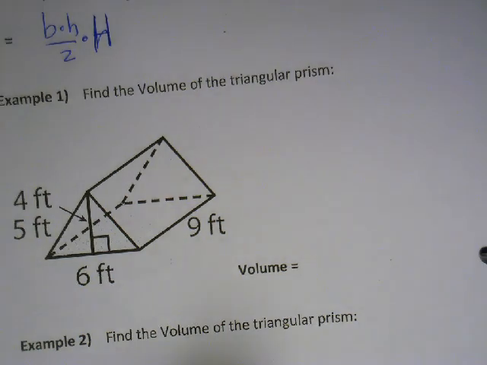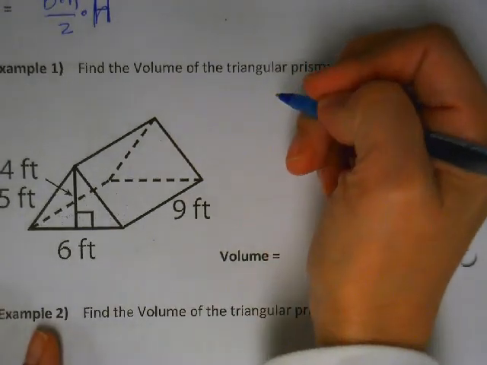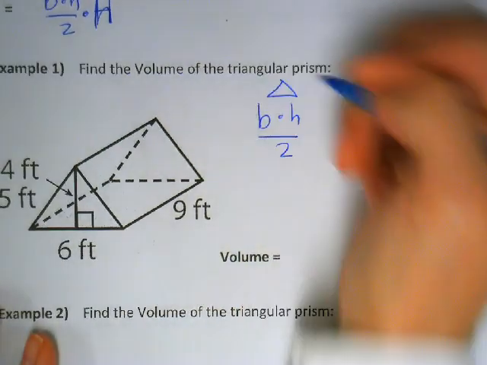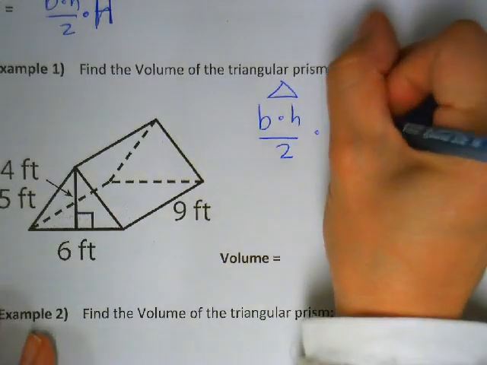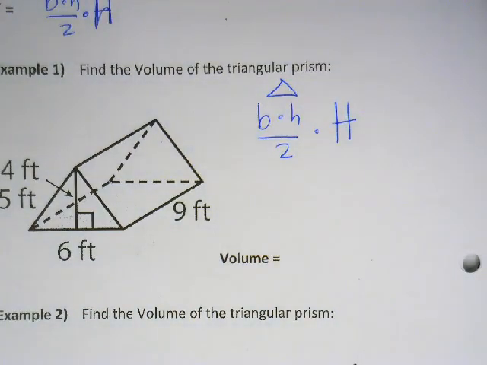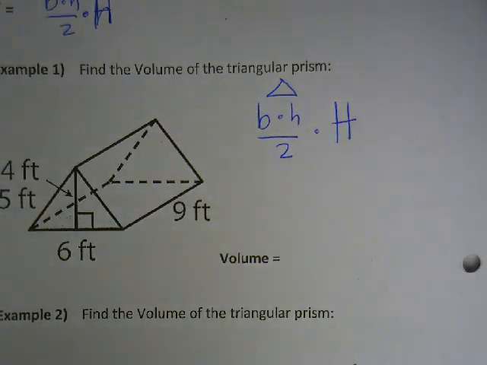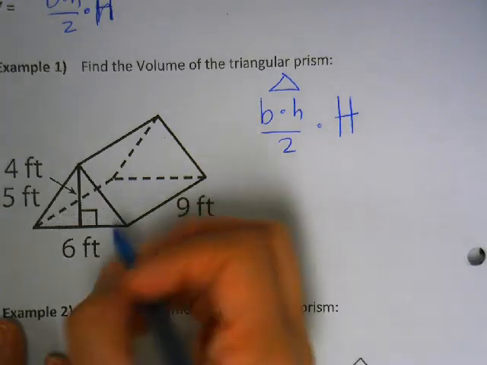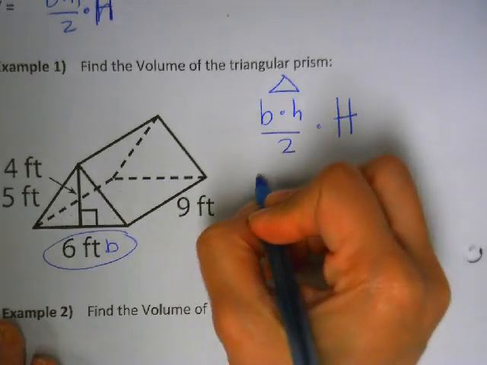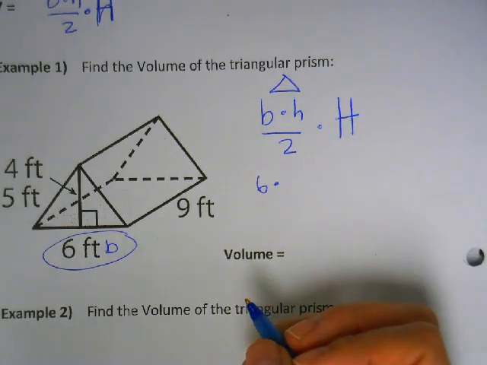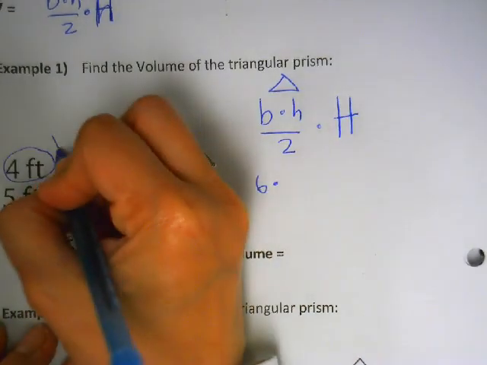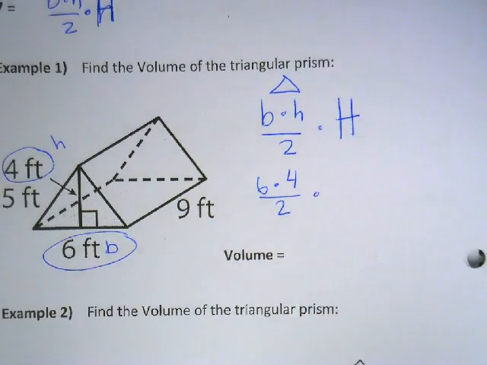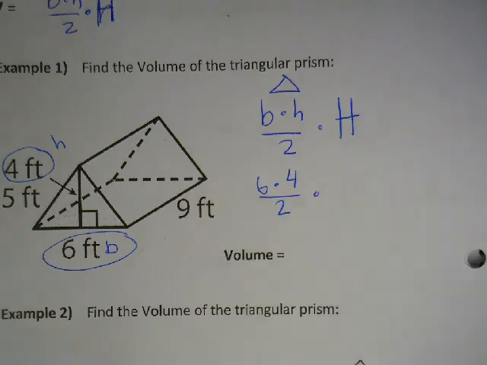Okay, so let's talk about this. First off, it's base times height divided by 2. That's just the triangle part. Then times your big height of your prism, of the actual 3D shape. So let's look at my triangle. What would be the base of my triangle? 6. So this is my base times, what's the height of my triangle? 4. This is the height of the triangle, little h. Divided by 2 times, what's the height of the prism? 9.